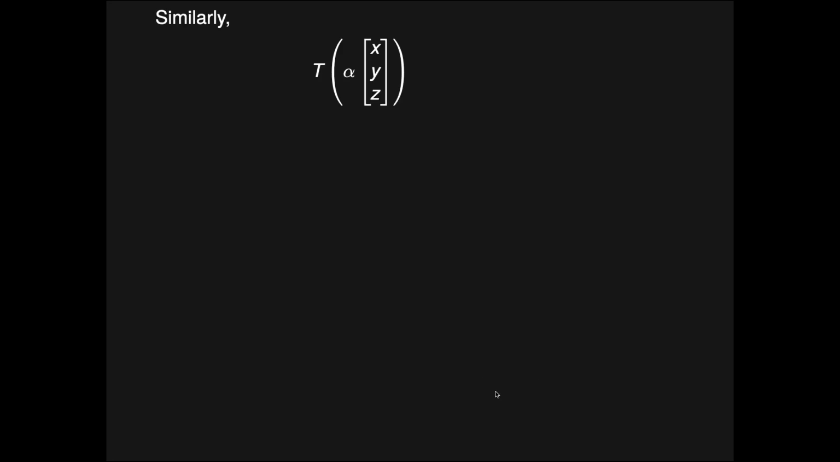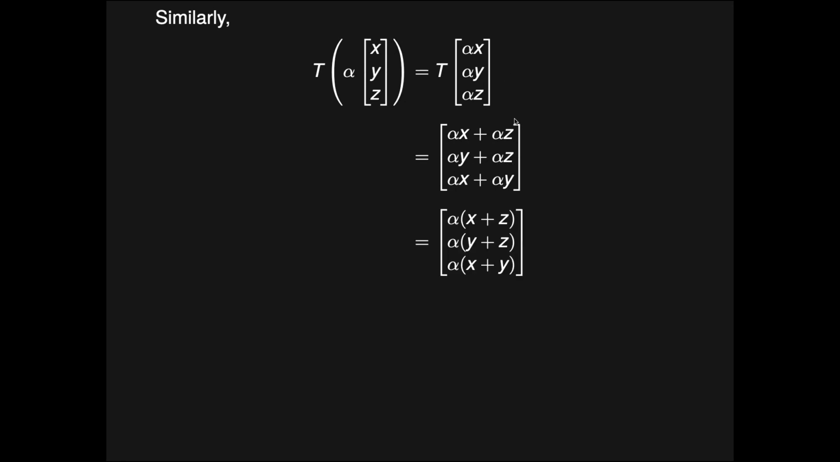Now, similarly, if we consider T of alpha x, y, z, which is equal to T of alpha x, alpha y, alpha z, which is equal to alpha x plus alpha z, alpha y plus alpha z, and alpha x plus alpha y. But this I can write further as alpha times x plus z, alpha times y plus z, and alpha times x plus y. And then I can pull out alpha, which gives alpha times x plus z, y plus z, and x plus y. But what is this? This is T of x, y, z. And therefore, it satisfies the second property as well. And hence, T is a linear transformation.